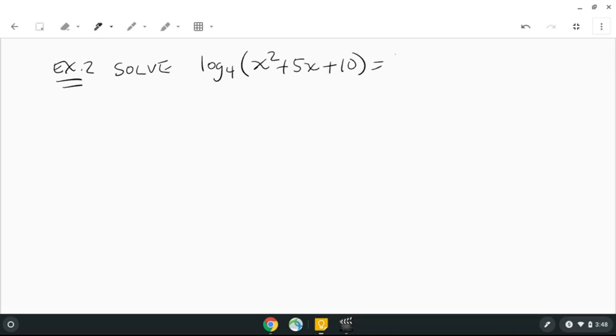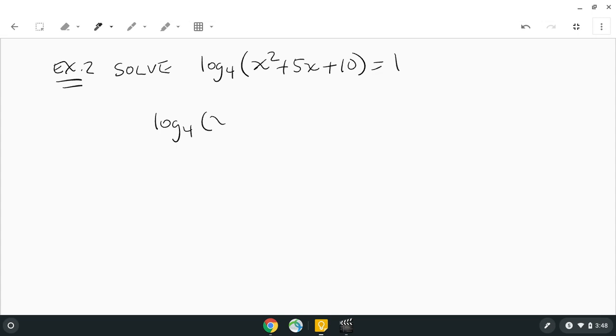All right, let's take a look at this one. Let's go ahead and solve log base 4 of x squared plus 5x plus 10 equals 1. Okay, so here in this case, the log is already by itself. Here, I'm going to rewrite it down here so we can do all the work.